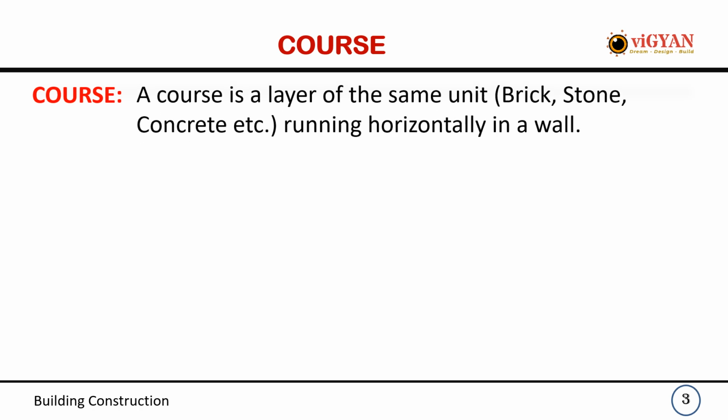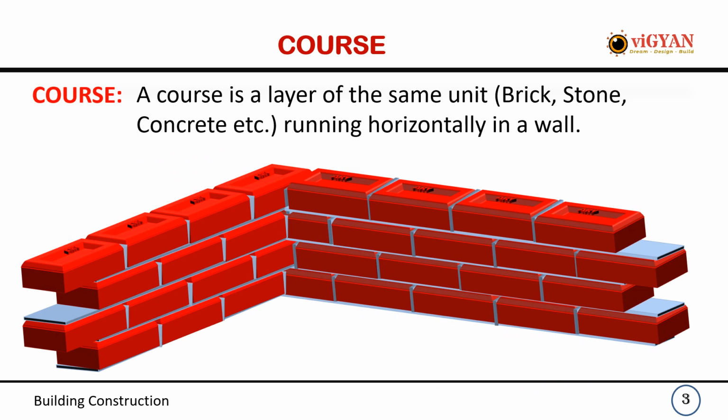A course is a layer of the same unit running horizontally in a wall. The unit may be brick, stone, concrete, or any other material. Generally, the idea of course or layer is a horizontal member with the same unit and bonded together. Here we can see that it is a brick masonry wall and there are four courses. Let's identify one such course.